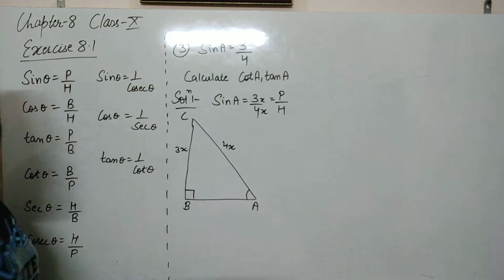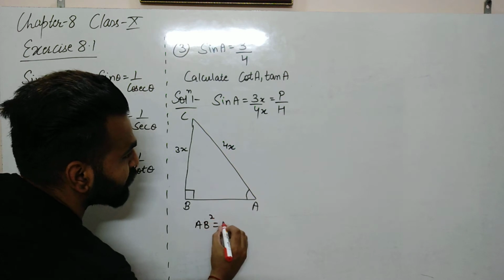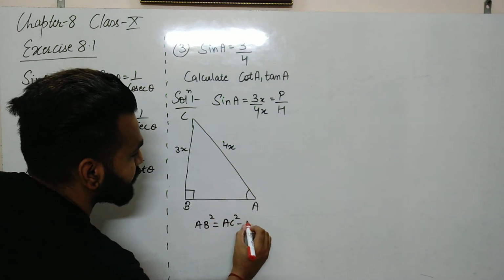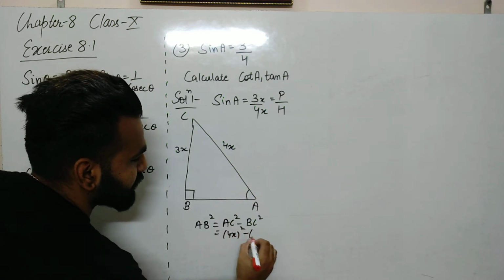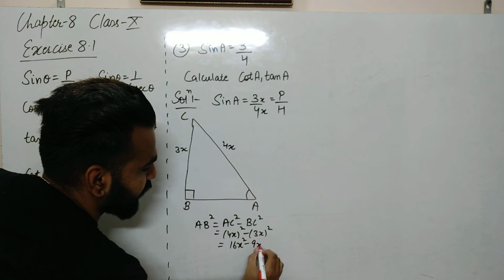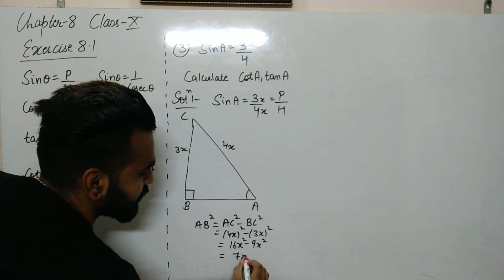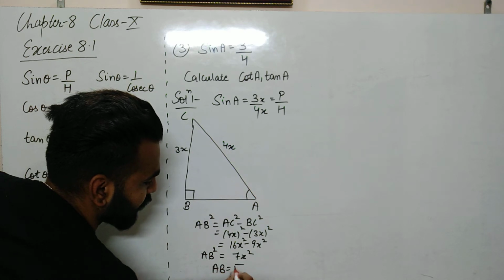Now we will find the value of AB here. So AB square will be equal to AC square minus BC square. This will be 4x square minus 3x square. 16x square minus 9x square. This is 7x square. And AB will be root 7 x.